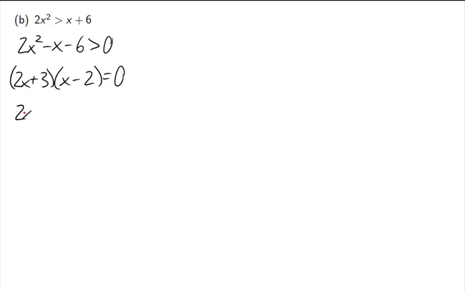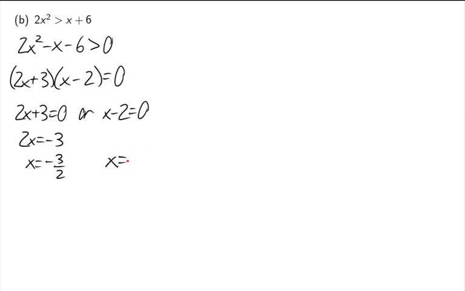So here I get 2x plus 3 equal to 0, or x minus 2 equal to 0. So I get 2x equals negative 3 and x equals negative 3 halves as one solution, and x equals 2 is my other solution. So again, you solve the resulting equation, not paying attention to the fact that it's an inequality.